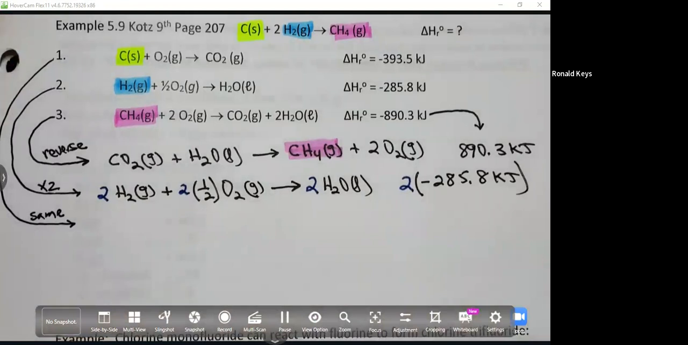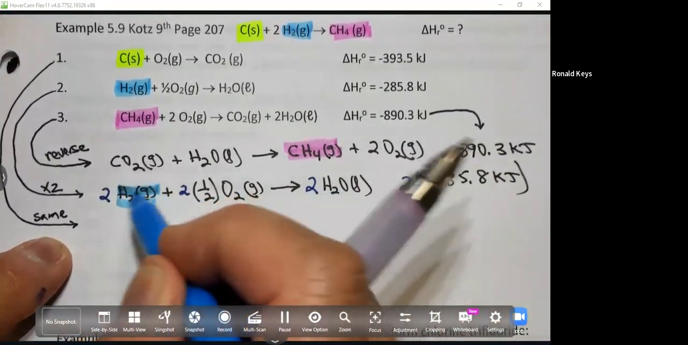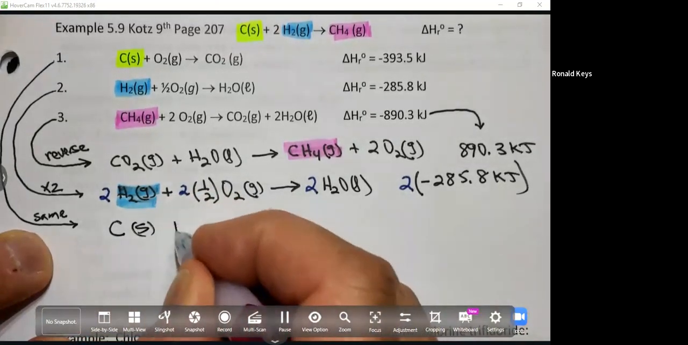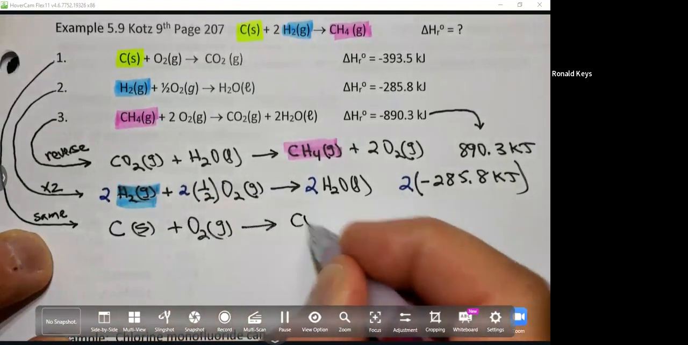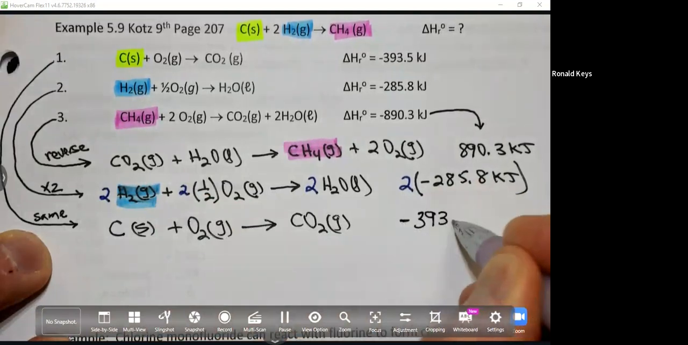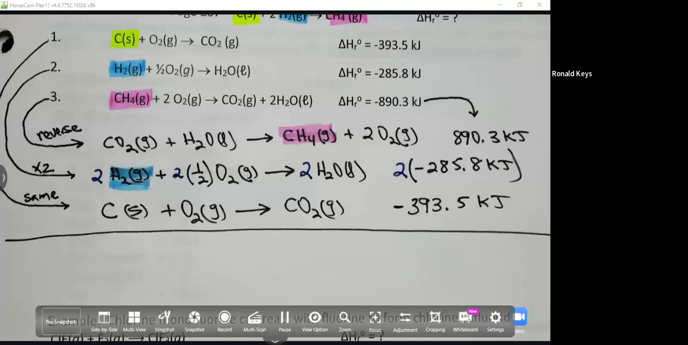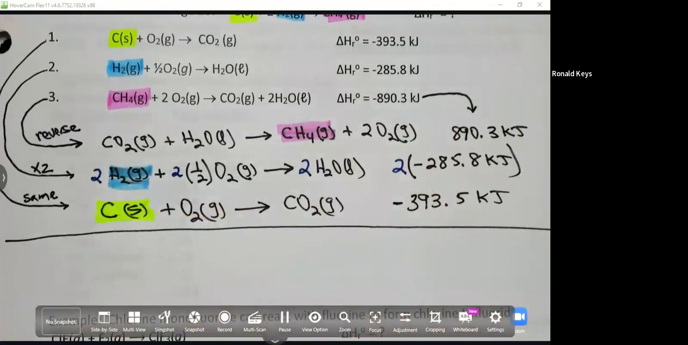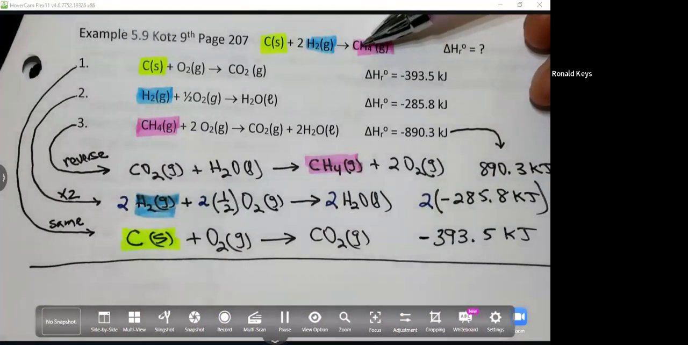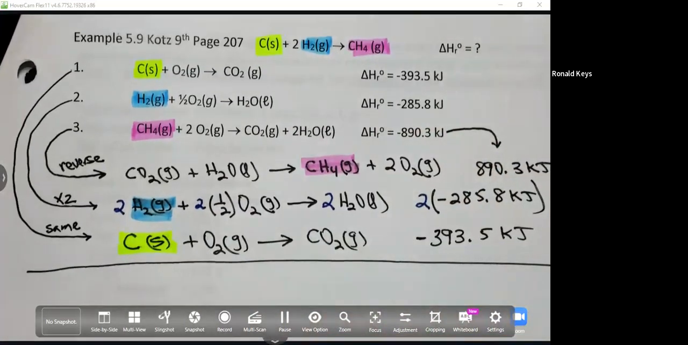So where's my highlighter? My blue is my H2 gas right here. There's my blue, which matches up above, the number matches. And here we're going to leave it the same. Carbon solid, O2 gas, carbon dioxide gas, and we leave it the same. This is going to be negative 393.5 kilojoules. This was in yellow. Now, everything else has to cancel out. Whatever I do not have highlighted, this should work because I have an exact match. I've got 1 CH4 here. I've got 2 H2 here. I've got 1 carbon solid there. Everything else should cancel out that is not highlighted.